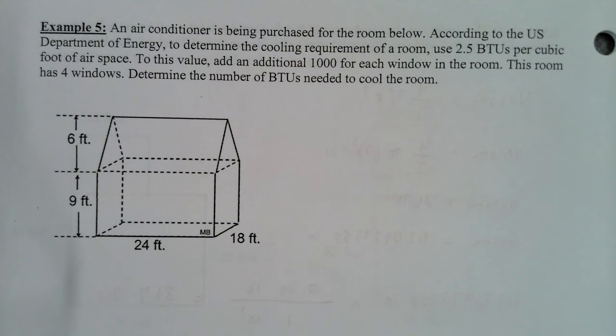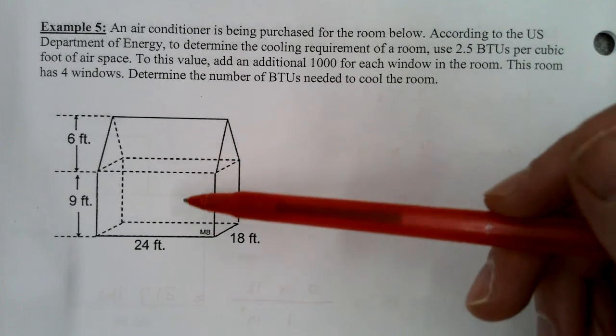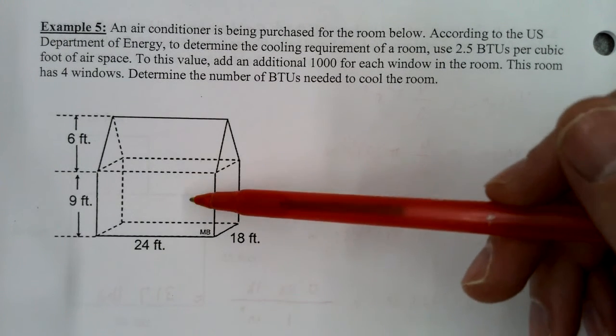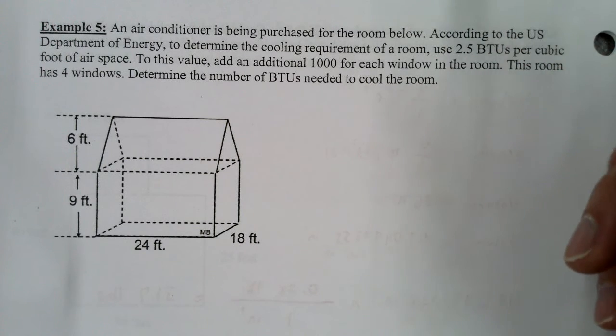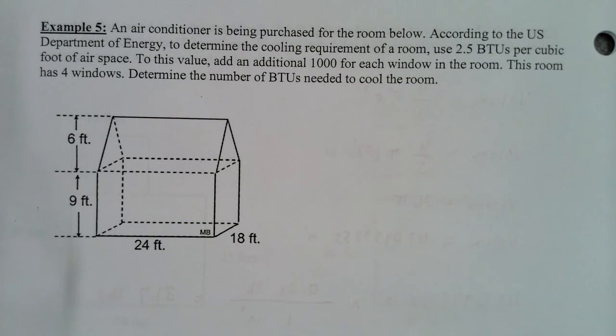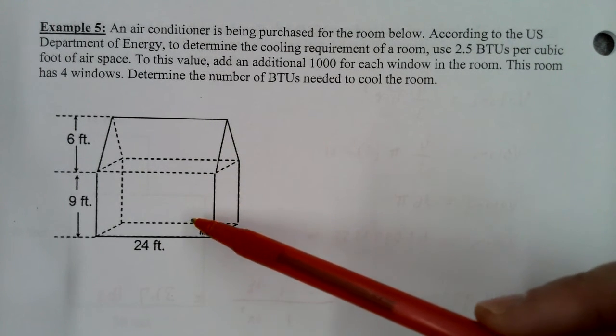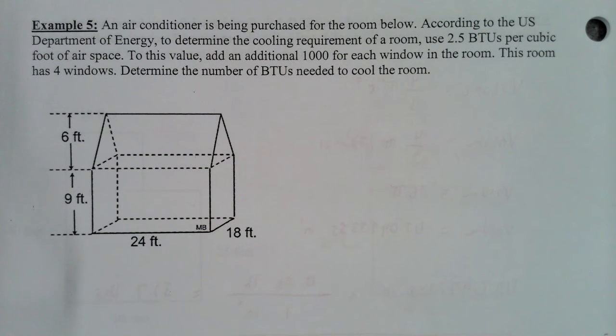Okay, so what you're going to have to do first is we're going to have to find the volume. It's a composite figure. Find the volume of each shape and then add that together. And then we're going to convert that to BTUs. Okay, so let's get the volume first. Let's start with the easy part, which is the rectangular prism.